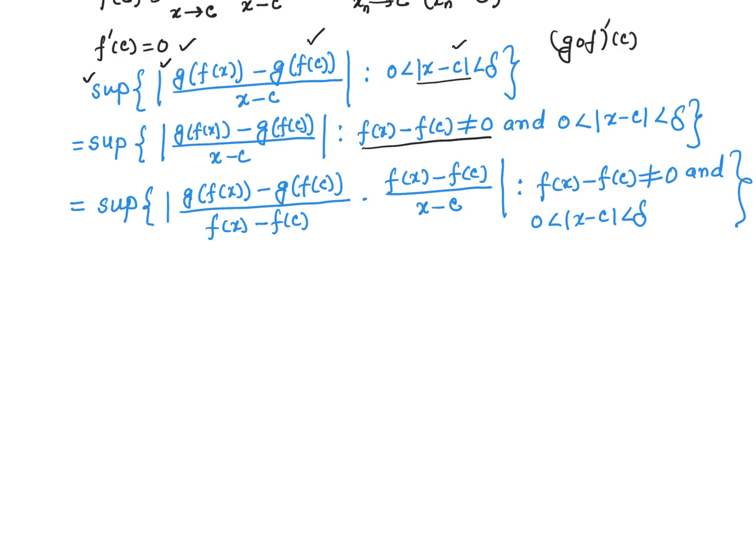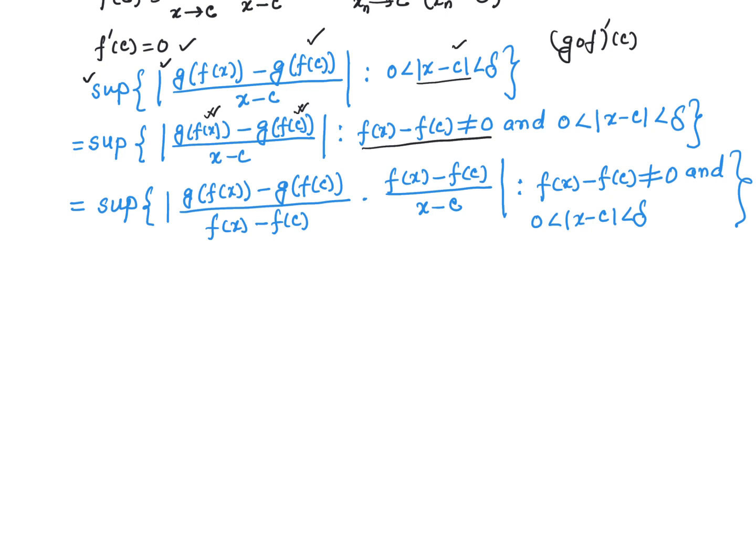Look, if f of x minus f of c is equal to 0, then g of f of x minus g of f of c is going to be 0. Because if f of x is equal to f of c, then g of f of x must be equal to g of f of c, giving me the numerator to be 0. In that case, the whole thing collapses and the absolute value of 0 is 0. When you're taking the absolute value of any real number, the smallest value you could have is 0. It cannot be less than 0.